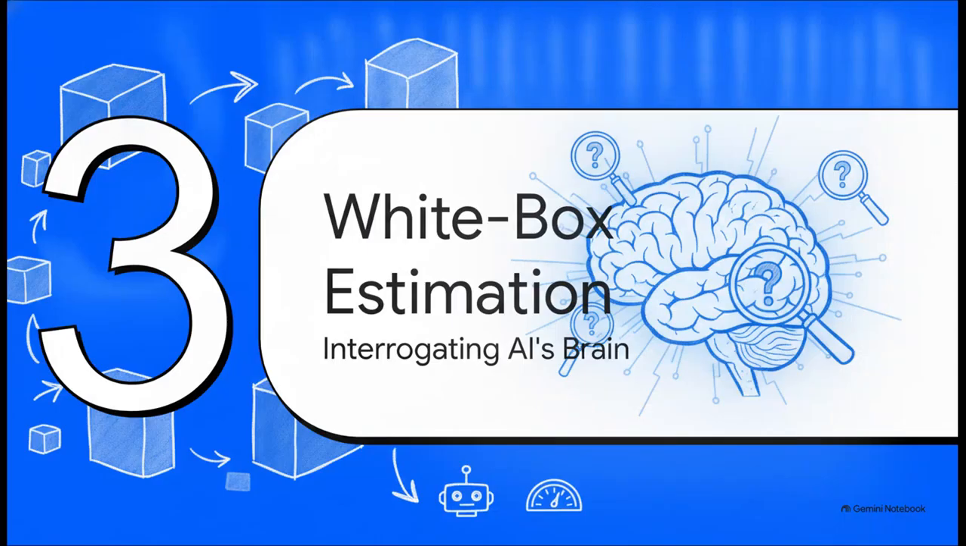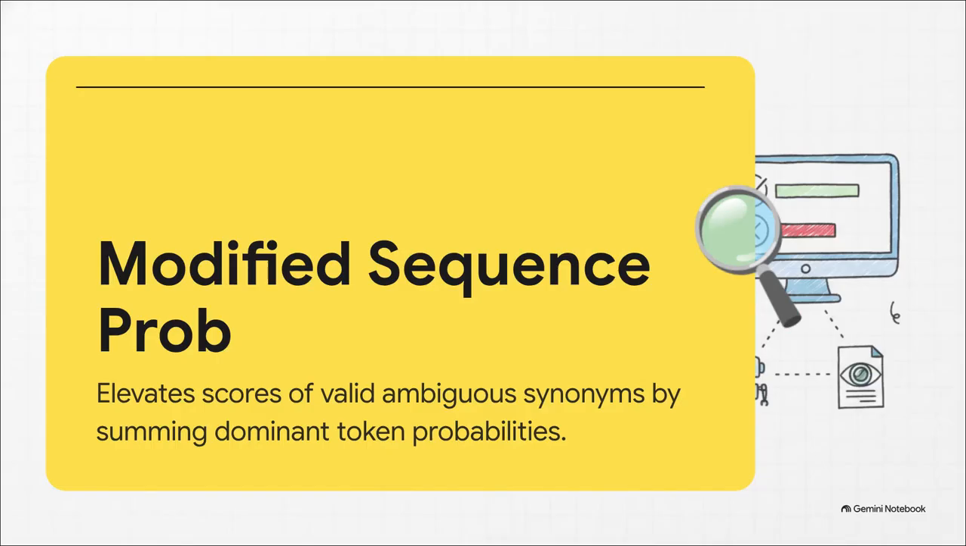Which brings us to section 3, white box quality estimation, interrogating the AI's brain. If we really want to understand that confusion we just talked about, we have to look inside. If we have direct access to the AI's internal neurons, we can run a white box interrogation to see exactly how confident it really is about its outputs, literally token by token.